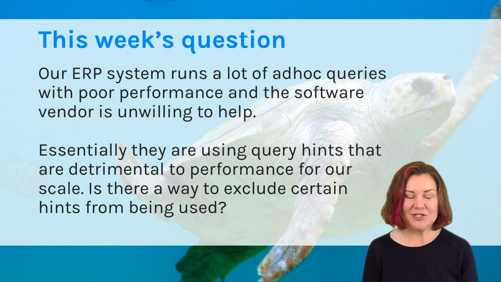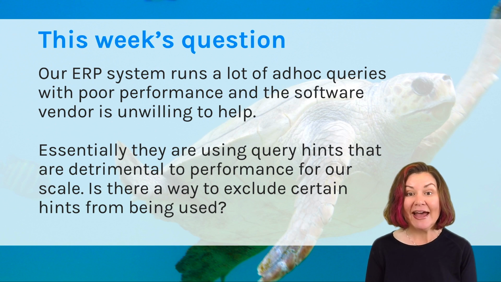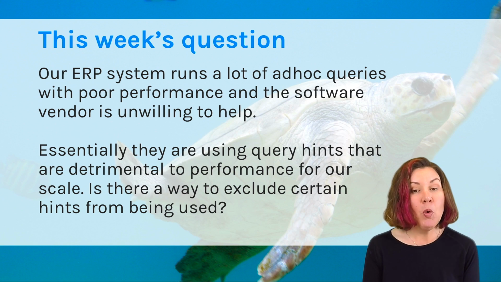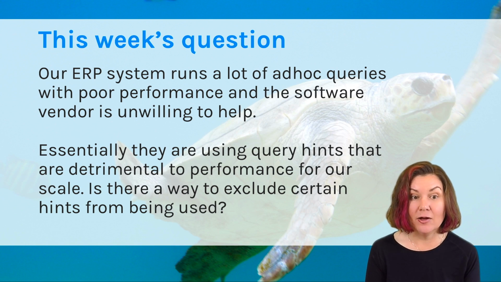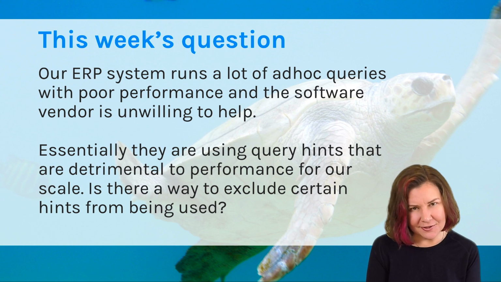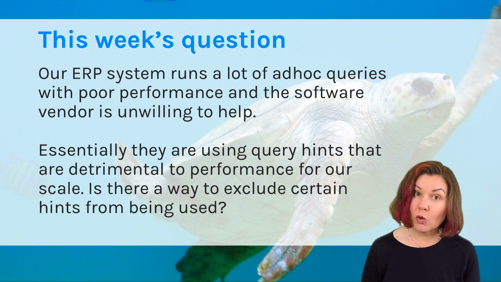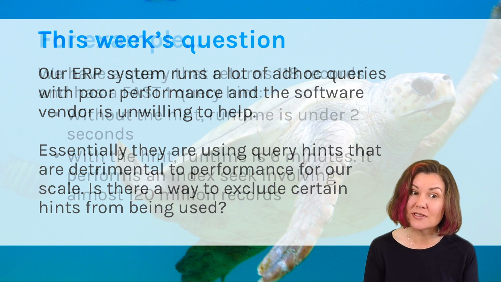Here's today's question. Dear SQL DBA, our ERP system runs a lot of ad hoc queries with poor performance. The software vendor is unwilling to help. Essentially, they're using query hints that are detrimental to performance for our scale. Is there a way to exclude certain hints from being used?